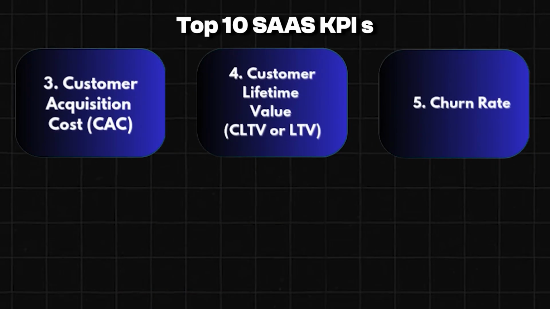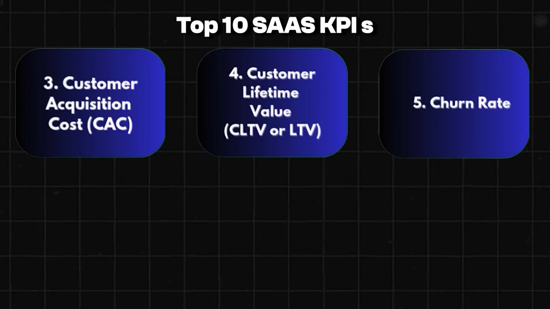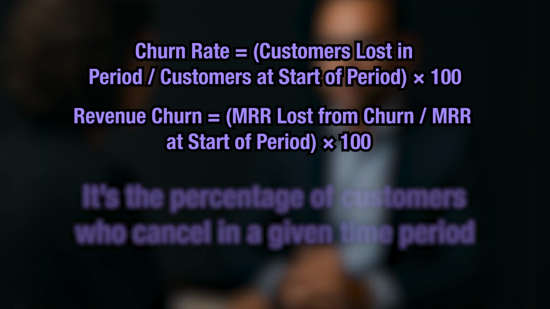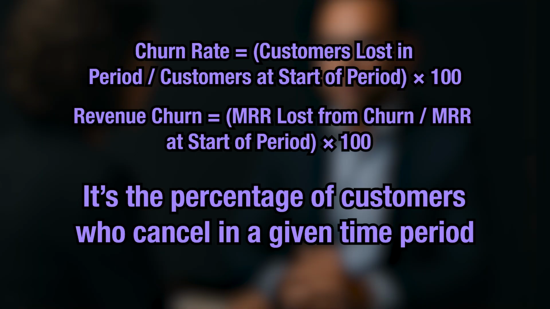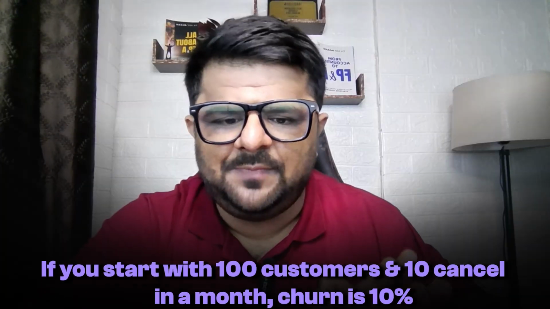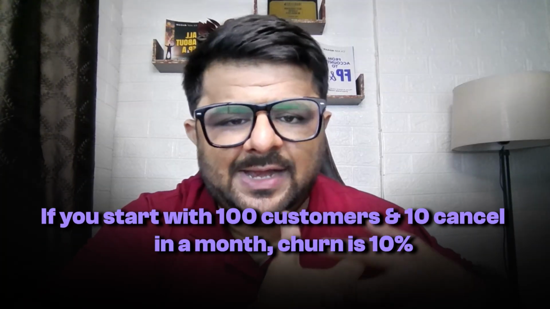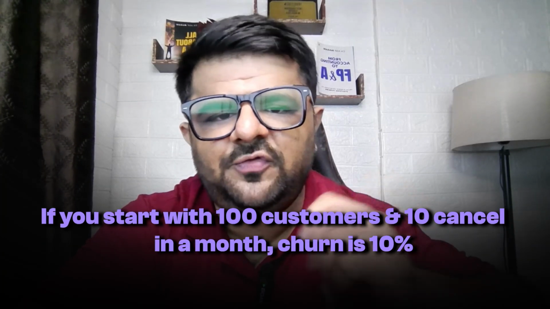But customers don't always stay forever. Some will definitely leave. That's why our next KPI becomes critical. So let us talk about SaaS business KPI number five, which is the churn rate. Churn is the silent killer of SaaS business. High churn means you are filling a leaky bucket. In simple words, churn is the percentage of customers who cancel in a given time period. For example, if you start with 100 customers and 10 customers cancel in a month, then your churn rate is 10%.